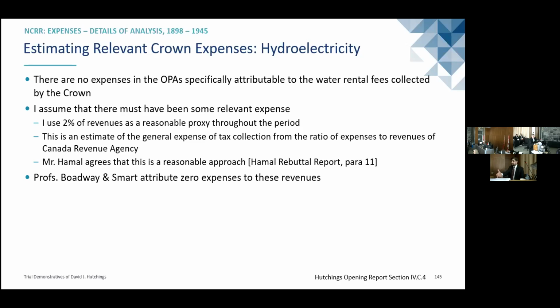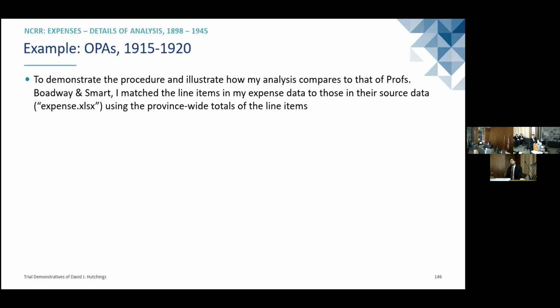I've seen lots of material produced in Discovery, indexing by power station what was paid. So someone had to maintain those records. So I use 2%. Mr. Hamal, one of the experts retained by Ontario, agrees that that is reasonable. He agrees there's no specific number, but the basis is sound. Professors Bodway and Smart don't attribute expenses to those revenues. So here I include a few extra expenses than they do.